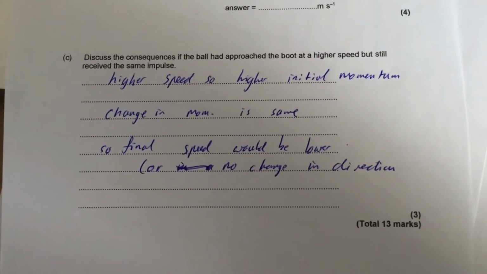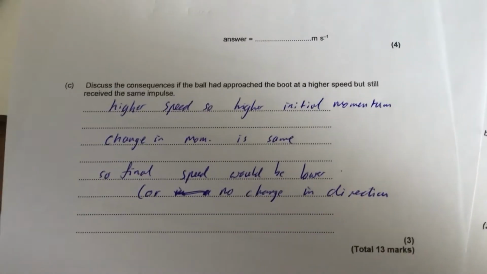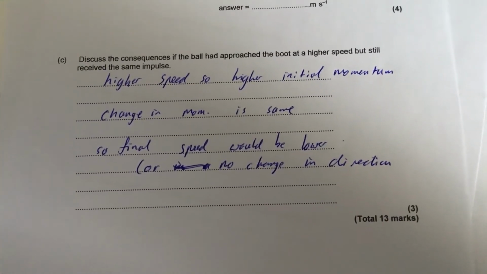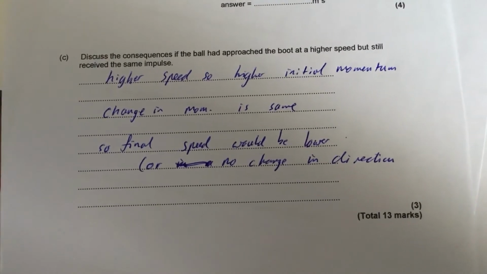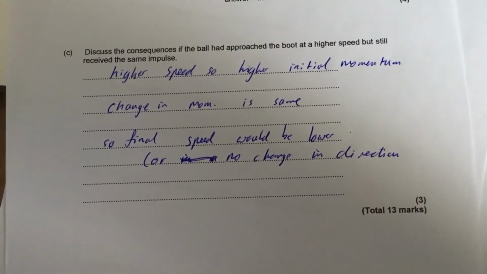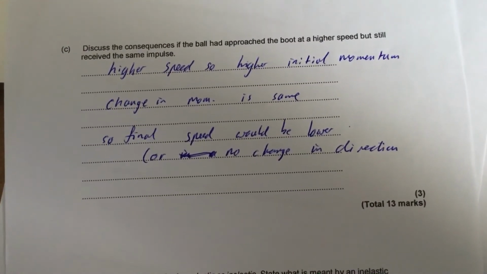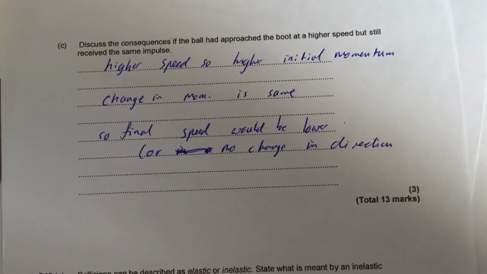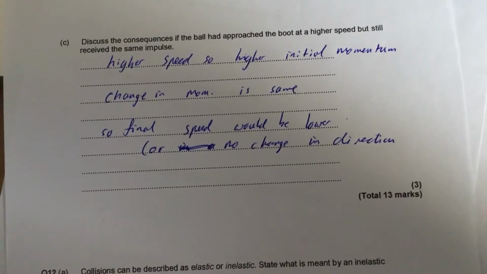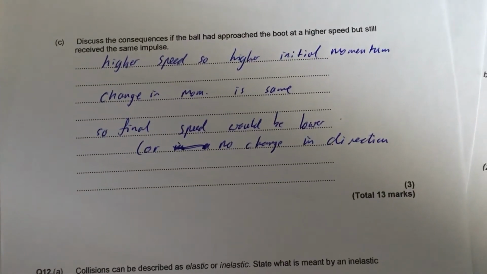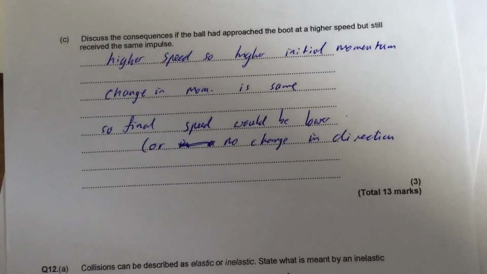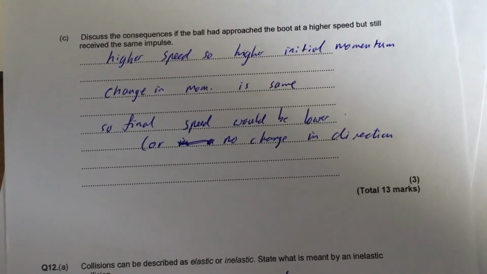The higher the speed, so this is basically, it hits an object and bounces back. So we've got a ball, hits a boot and bounces back. And the marks are, the higher the speed, the higher the initial momentum. But the change of momentum is the same. The question tells you that. So if the change of momentum is the same and it had a higher speed, there's two options when you think about it. First option is the ball bounces back at a lower speed. So it's coming in at a higher speed, but it's got the same change of momentum, so it's going to bounce back at a lower speed.